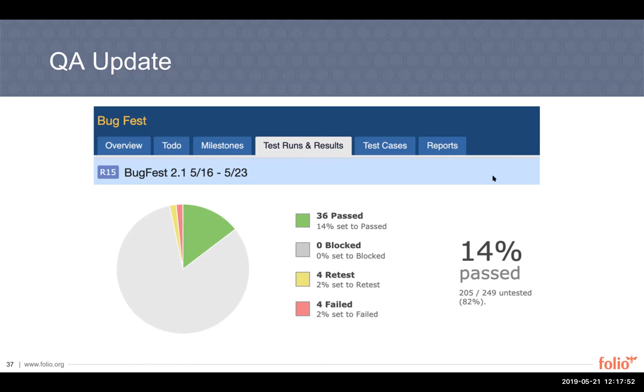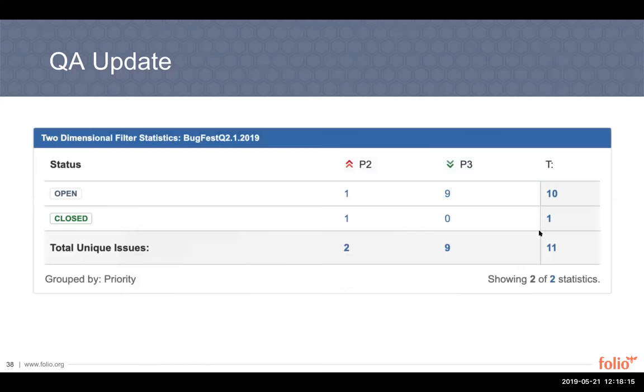We are actually using an application that allows us better management, better tracking, better visibility. So this is like a quick report from that application. We are 14% through and we're planning to finish on Thursday. So far we have 11 defects, and what we don't want to see are P2 defects. So far we have one active, and at the rate that we're going, you guys can probably expect a total of about 50 to 60 defects filed.